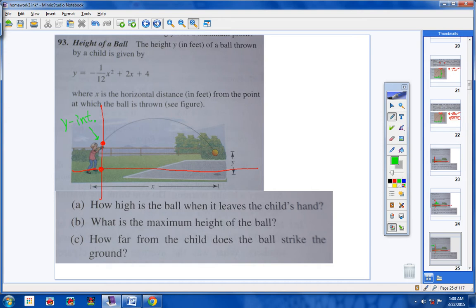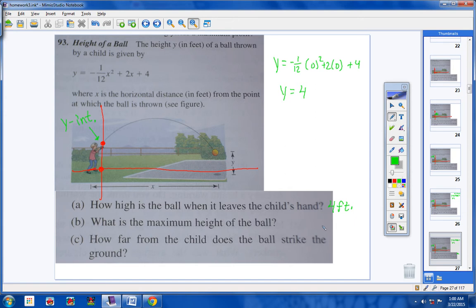So, y-intercept. Here's an x, put a 0. Here's an x, put a 0. 0 squared times 1/12 is 0. 2 times 0 is 0 plus 4. 0 plus 0 plus 4 is 4. So just like that, we found the height of the ball when it left the child's hand.